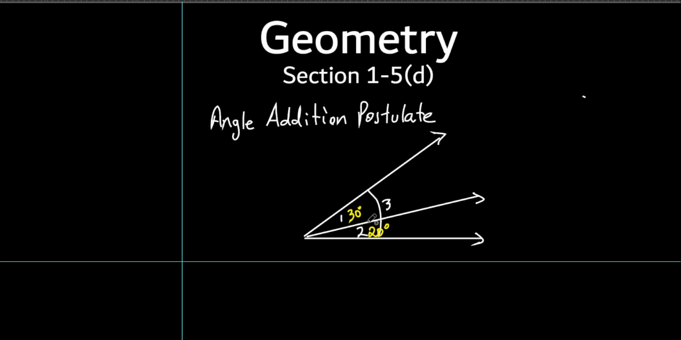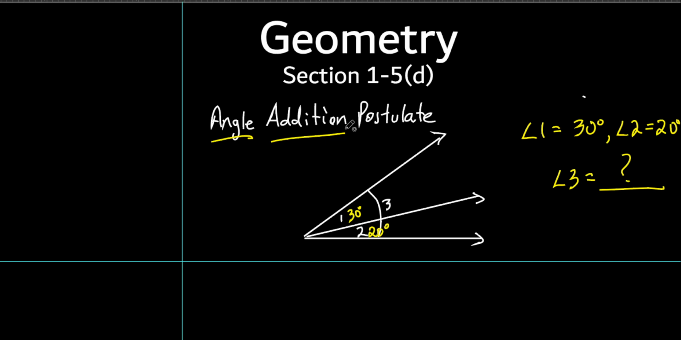So if I told you that angle 1, and this is what they're going to do on the homeworks, they're going to say angle 1 is 30 degrees. And then they're going to say angle 2 is 20 degrees. And they're going to ask you, what is angle 3 equal to? Put a question mark there. All right? So take a look. What do you think off the top of your head? It's not that hard. Even the name of the postulate says it right there. What do you think? It's 50 degrees.